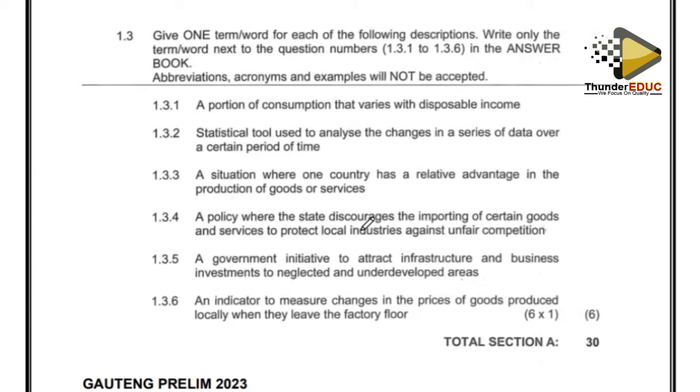A portion of consumption that varies with disposable income. So now the appropriate answer that we have, or the concept that we have here, is nothing but induced consumption. And remember, this induced consumption that we are referring to, that is consumption where the spending is done by the household, where there is no earning of any set of income. Okay, right. So we are saying that this is induced consumption.